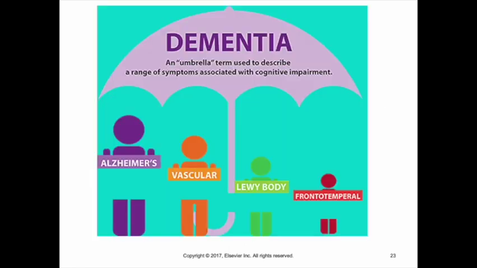Dementia is an umbrella term that we use to talk about degenerative dysfunction of a group of cognitive impairments. And we have 4 different types of dementia listed here. We'll first talk about frontotemporal dementia.